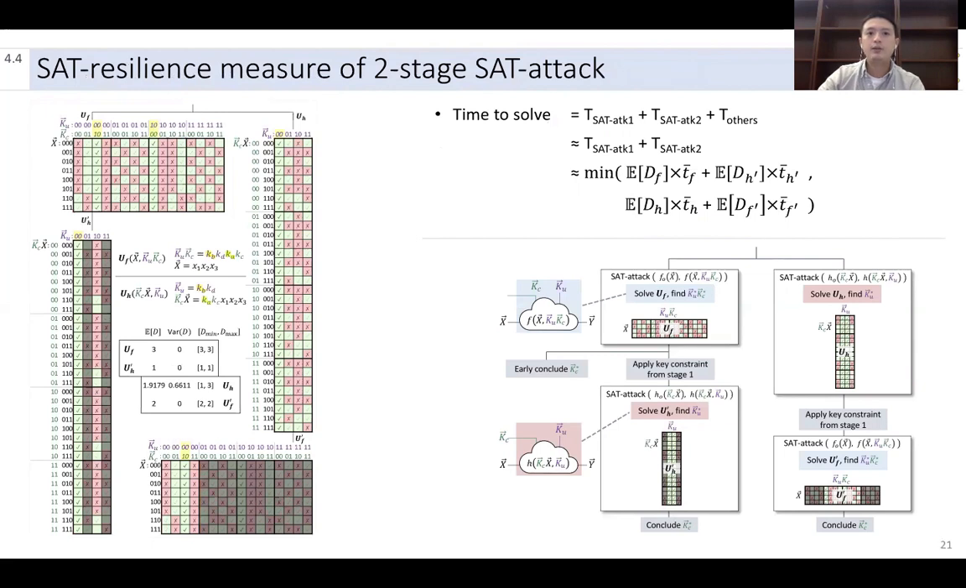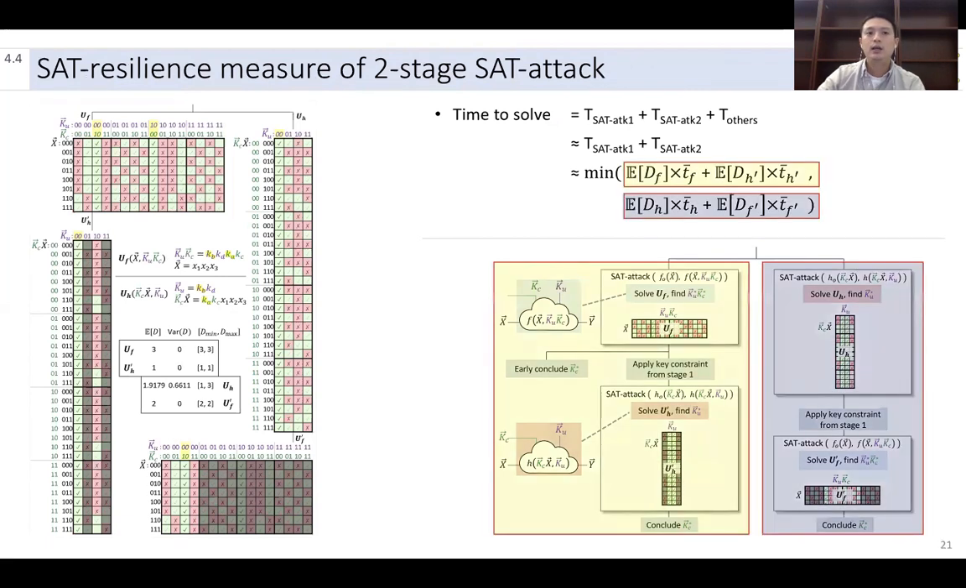Now, we are ready to formulate the set resilience measure of a logic restricted circuit, which is approximately the combined time to solve of the two set attacks. Because there are two possible orders on which search space got attacked first, the time to solve is then taken as the minimum of the two. In this work, we compare and report the scaling factor, the expected number of dips, ED.